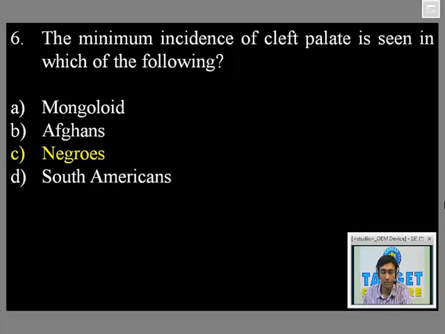Now we come on to the question. The minimum incidence is seen in which of the following populations? Negroes. Maximum incidence is seen in Afghans.